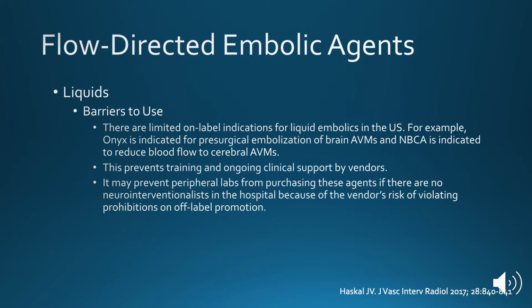For some of these agents, there are barriers to use by peripheral interventional radiologists. This may be due to the label indication for their use. For example, Onyx is indicated for pre-surgical embolization of brain AVMs, and NBCA is indicated to reduce blood flow to cerebral AVMs. This can prevent training and ongoing clinical support by vendors. It may even prevent peripheral labs from purchasing these agents if there's no neurointerventionalist in the hospital, because of the vendor's risk of violating the prohibitions on off-label promotion.